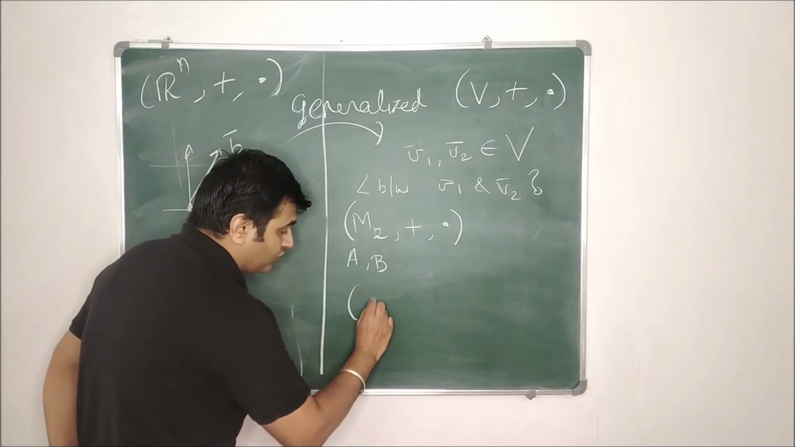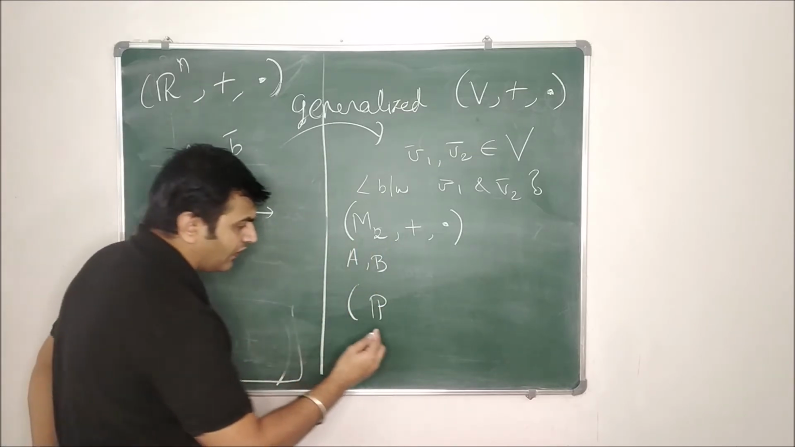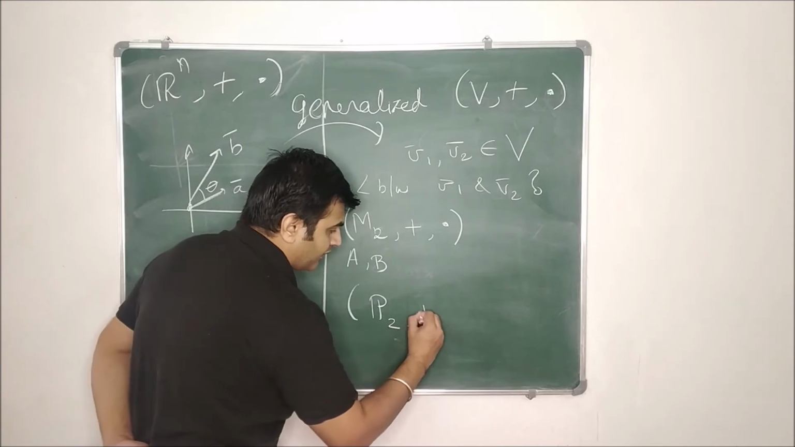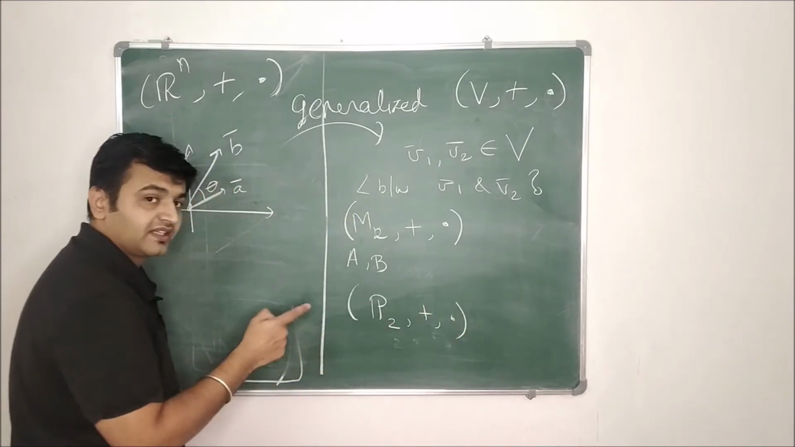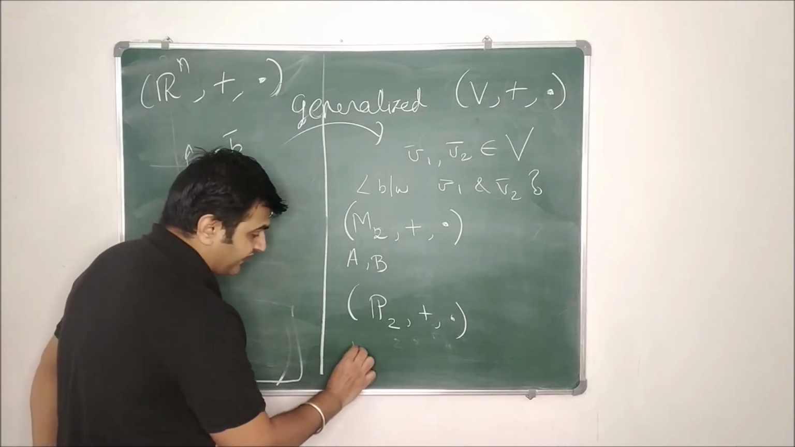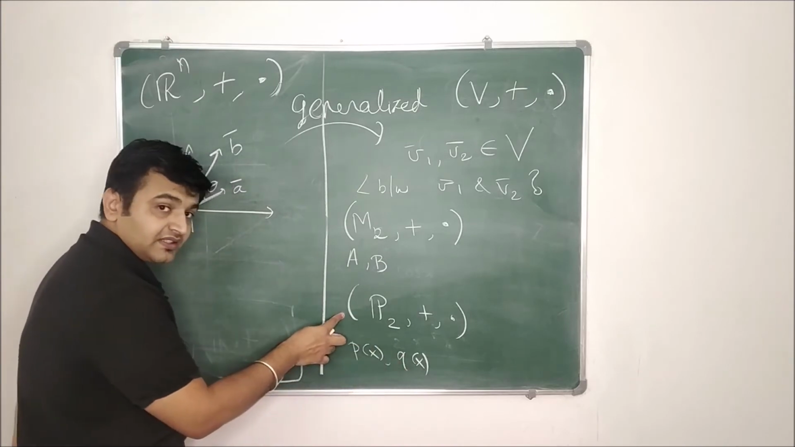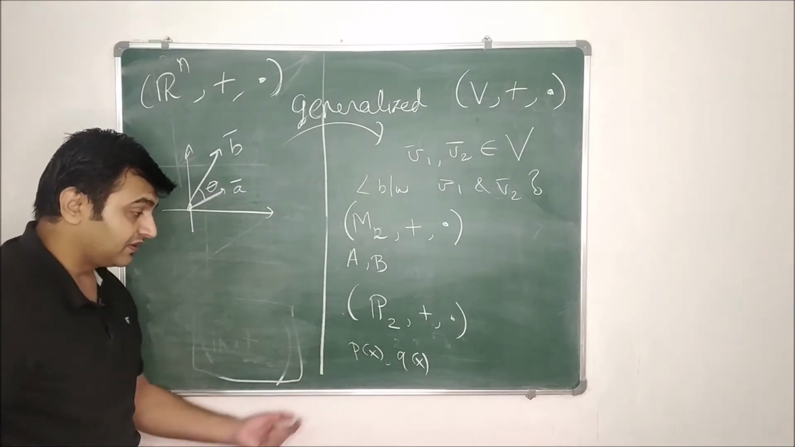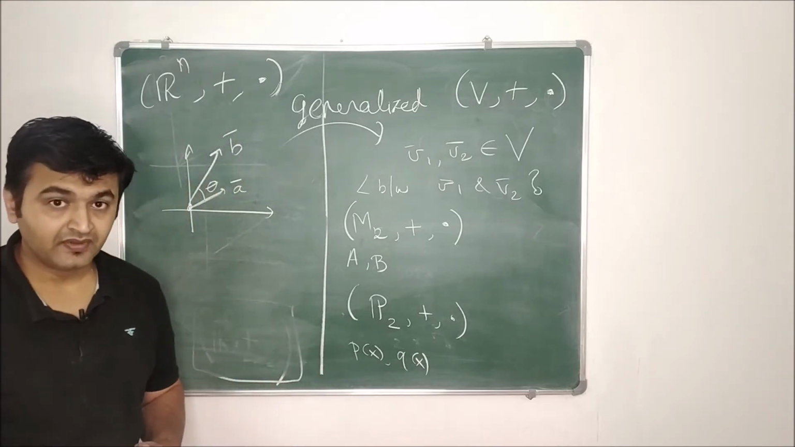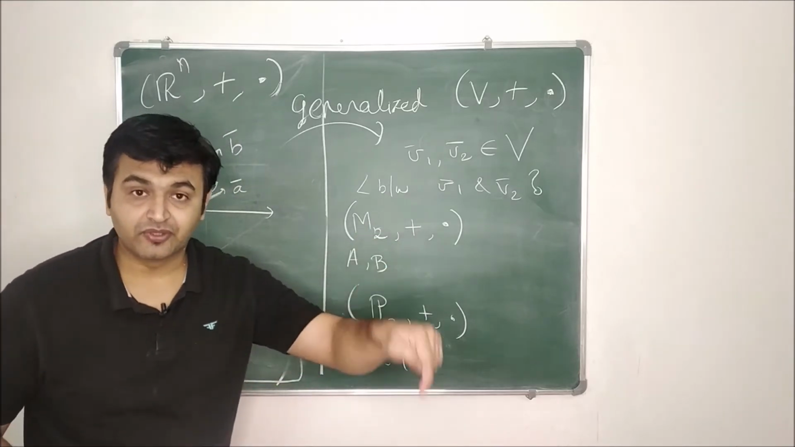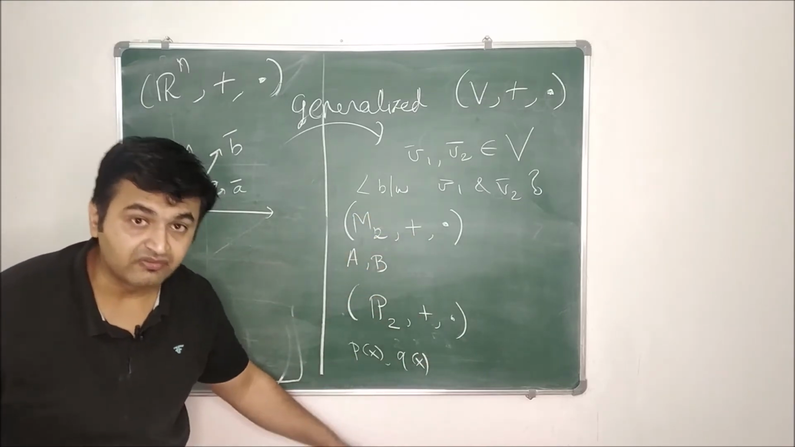Or you also know the polynomial space. Initially I think I took polynomials of degree 2. So if I take P2, all polynomials of degree less than or equal to 2, we know that this also forms a vector space. So if I take two polynomials, say P of x and Q of x, these are two vectors in this space. So obviously the question makes sense: what is the angle between Q of x and P of x? And that's where the inner product comes into the picture. Inner product came into the picture to answer this kind of question.